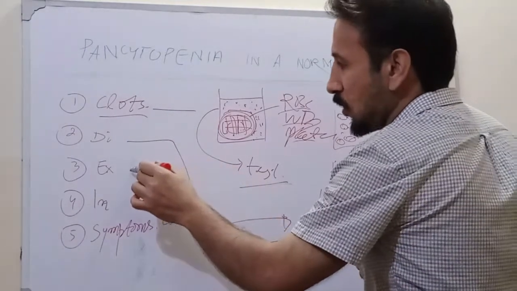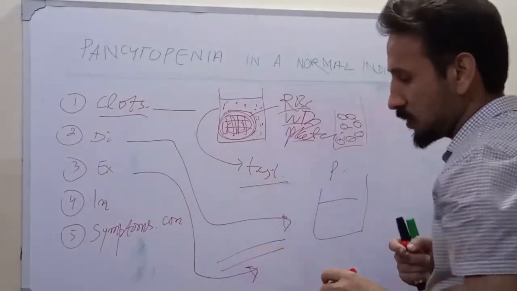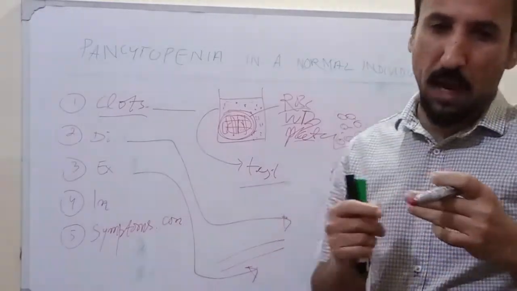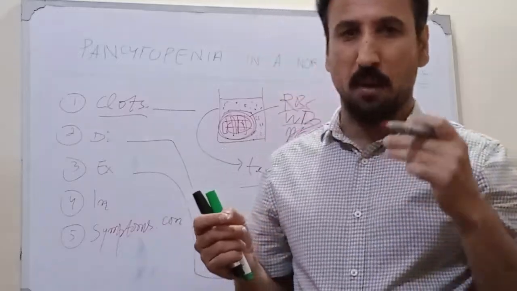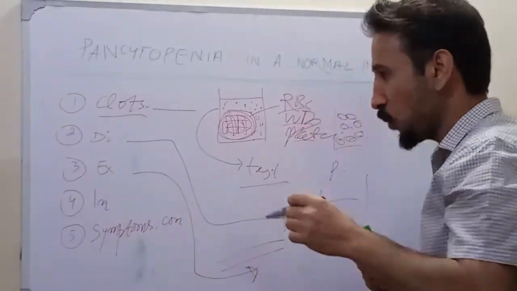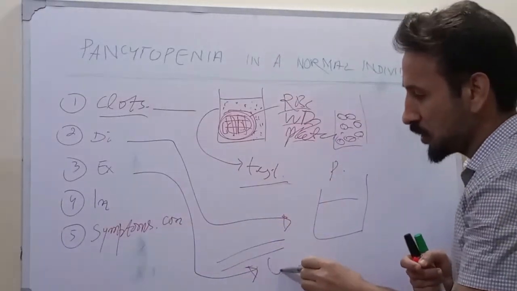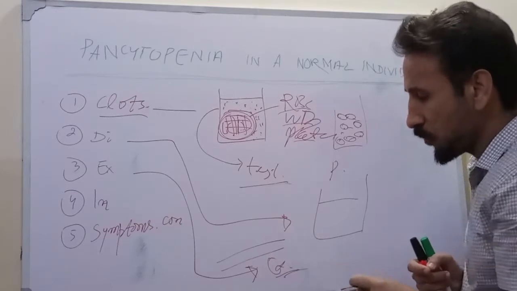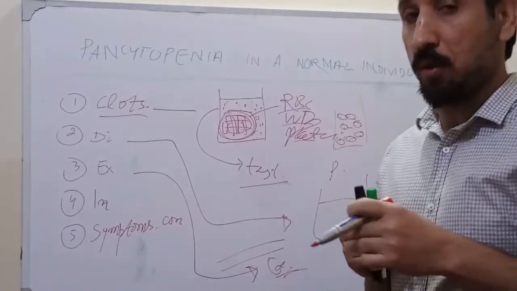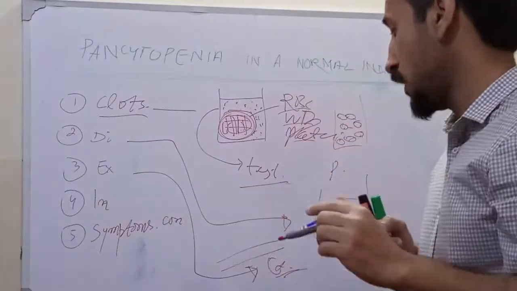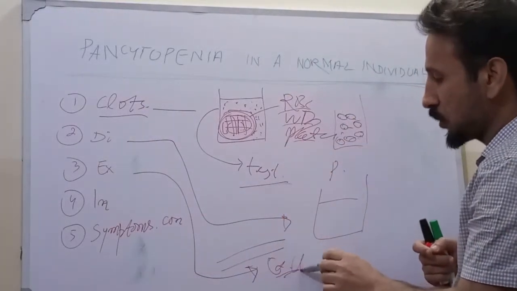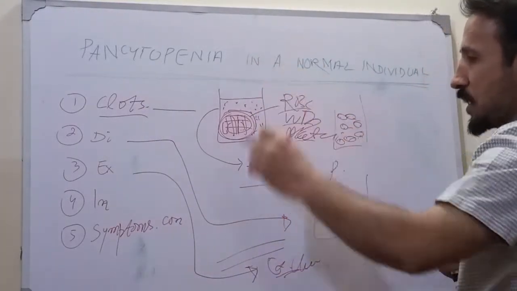The third common cause which can be encountered is the exchange of the samples. For example, a healthy person's sample has been exchanged with that of a patient who is suffering from some neoplastic or infiltrative process in the bone marrow. So exchange of the sample can lead to spurious results of pancytopenia.